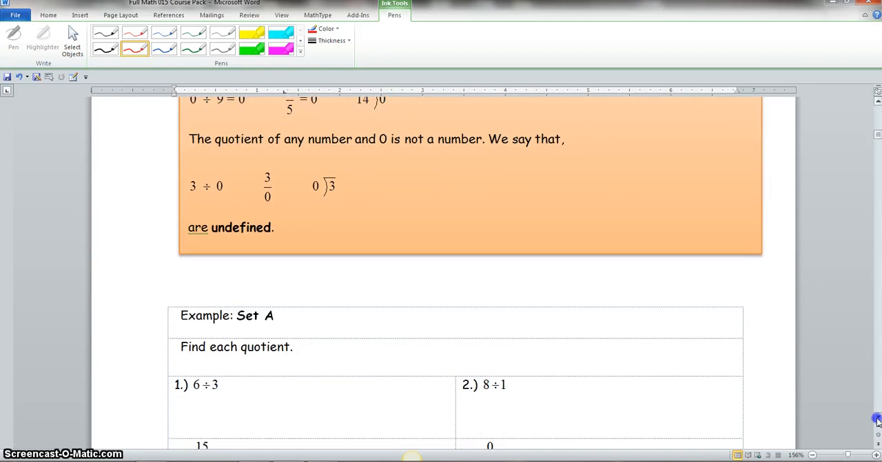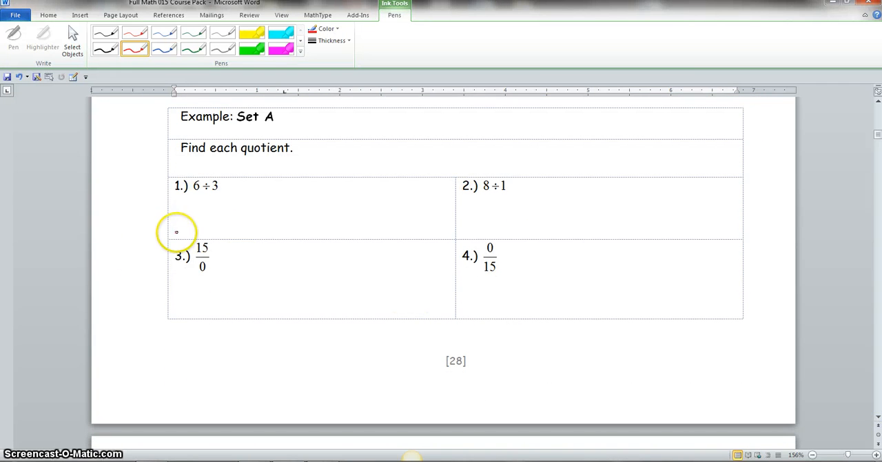Now we come to exercise set A. It says find each quotient. 6 divided by 3, we know 3 goes into 6 twice, so our answer is 2. 8 divided by 1, we know any number divided by 1 is that number, so that's 8. 15 divided by 0, any number except 0 divided by 0 is undefined. And 0 divided by any number except 0 is 0. Now, if you notice here, when your 0 is in the denominator, it's undefined. If it's in the numerator, it's 0.